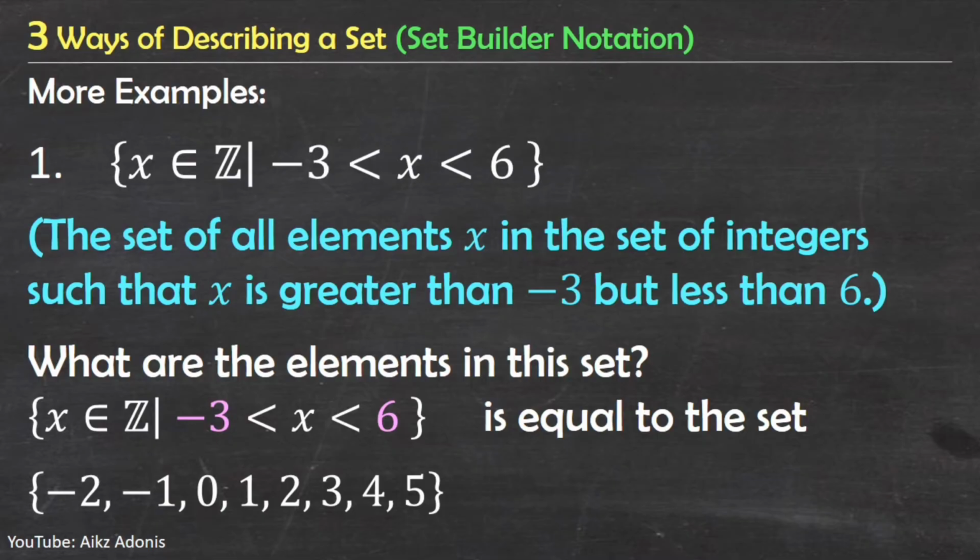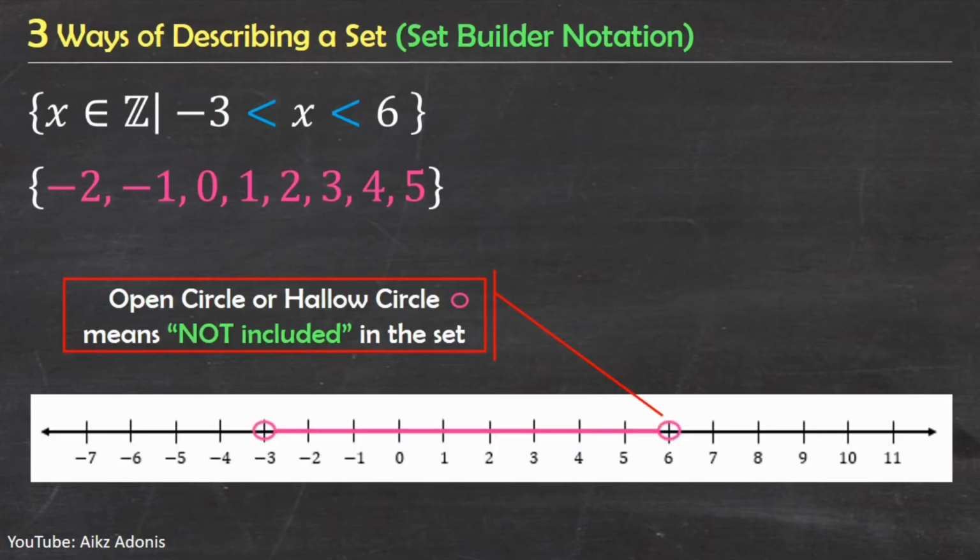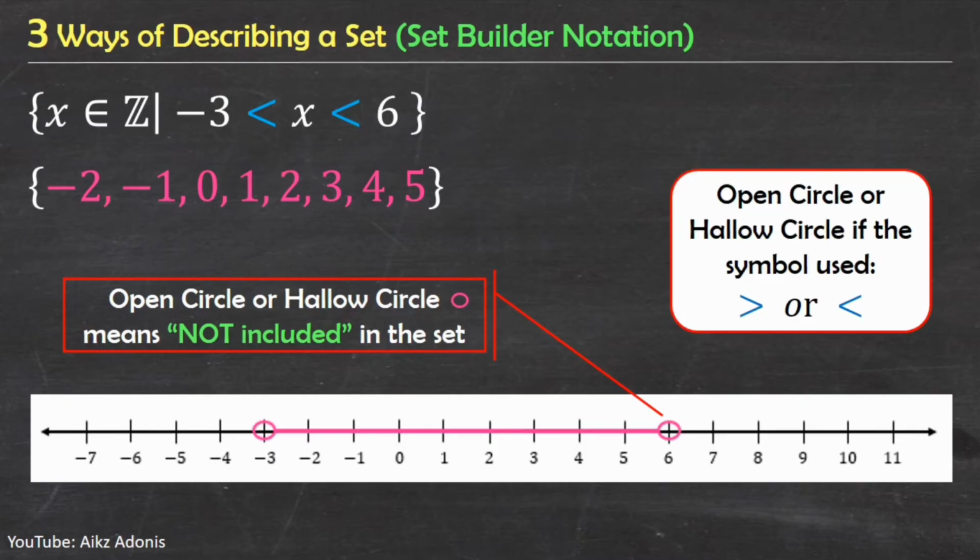Now, if we graph this set in a number line, you will see that negative 3 and 6 are not included in the elements. So, we put there open circles. Open circle denotes that the element is not included in the set. This open circle is used if the inequality symbol is either greater than or less than.